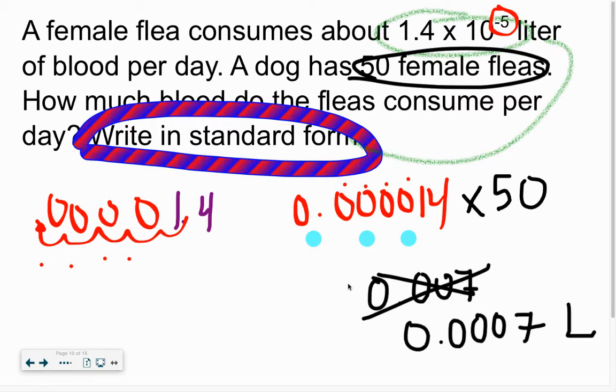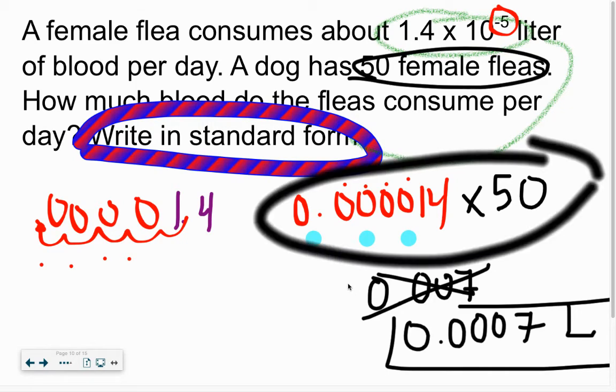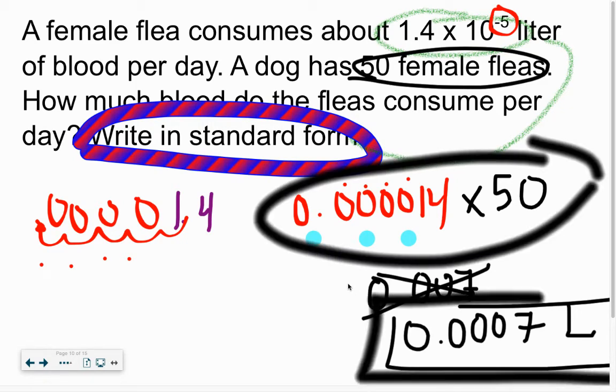So your final answer, 0.0007 liters. Again, just show me the work when we talk about these word problems. So show me this work that you typed into your calculator. Give me that answer. It's set in standard form, so you're set to go. 7/10,000ths of a liter. Good thing they don't consume very much.